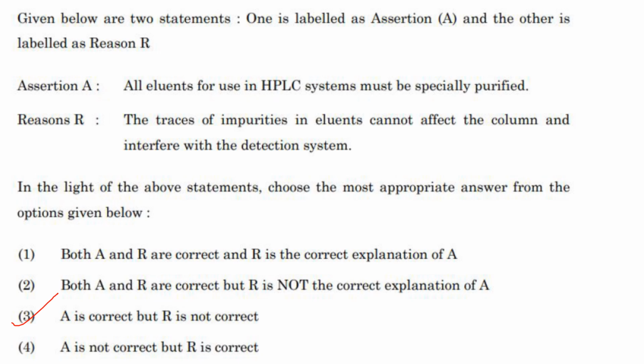Then these impurities, they can bind to the column stationary phase. Then they can alter the pH of the column. Impurities, they can absorb light causing false peaks to appear in the graph. So all these, that is impurities can affect the column and interfere with the detection system. So here A is correct but R is not correct. Answer is option 3.